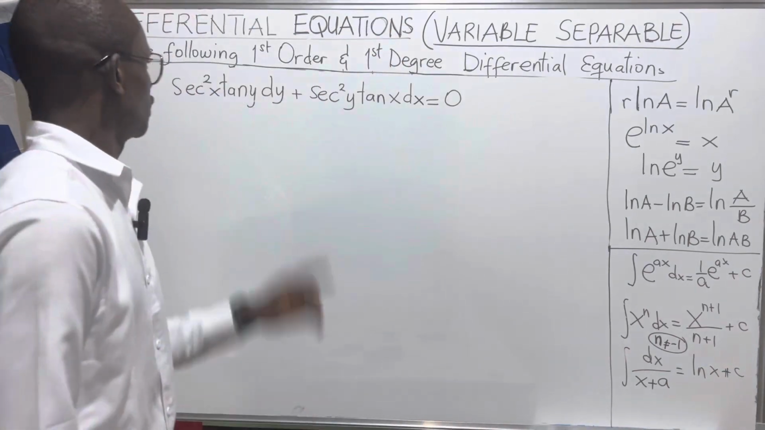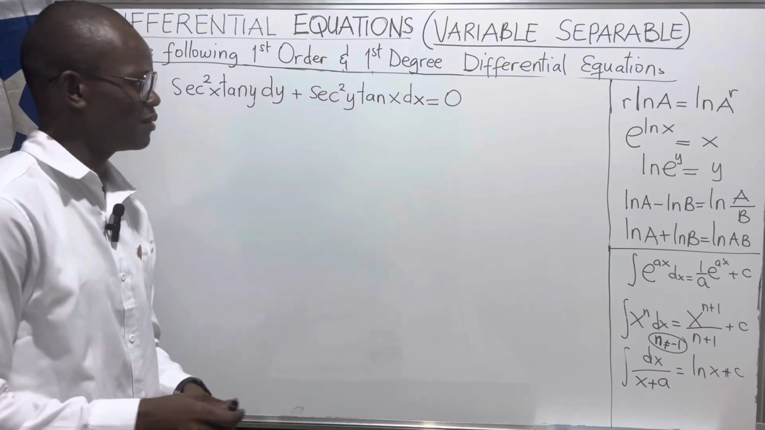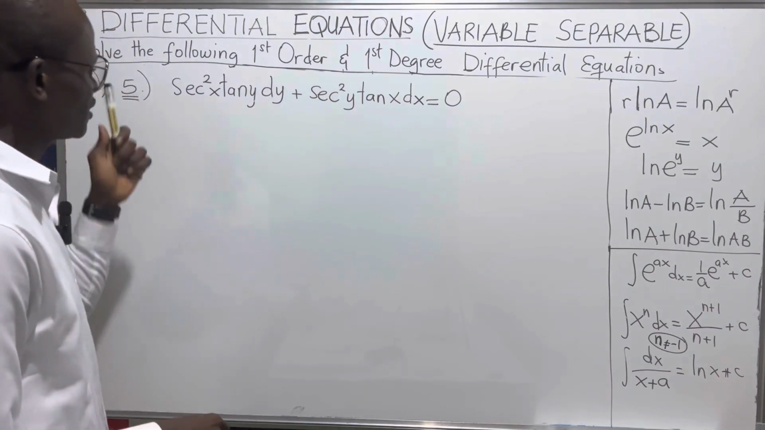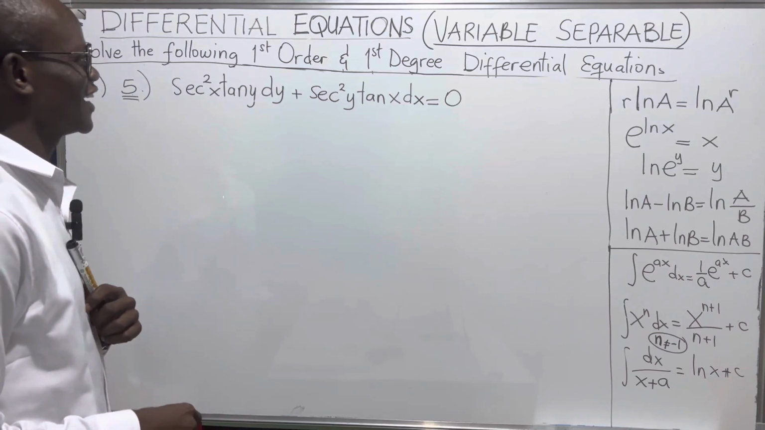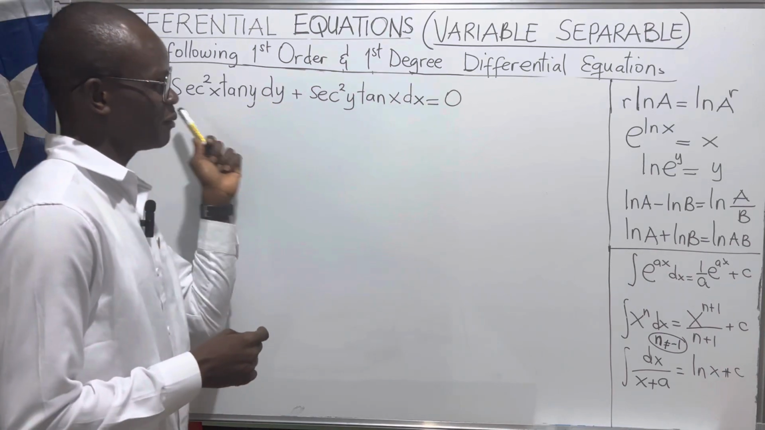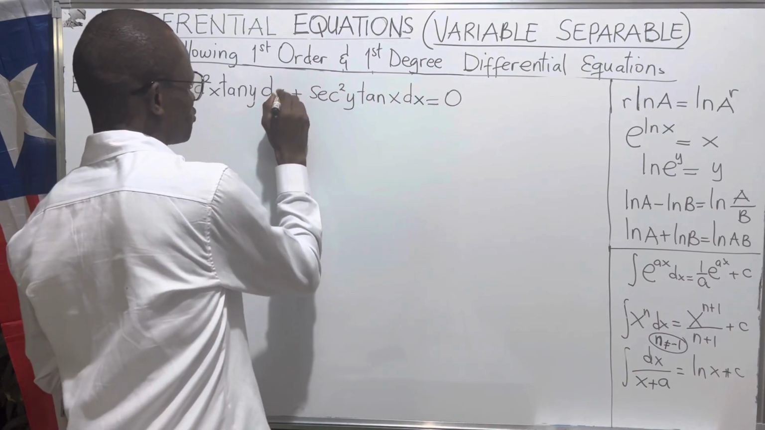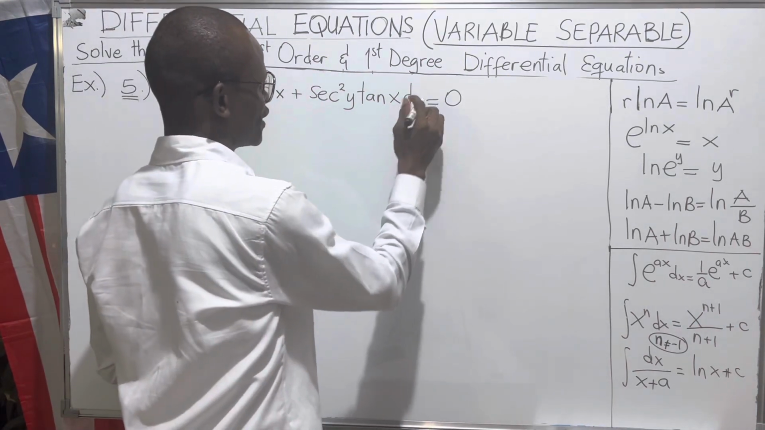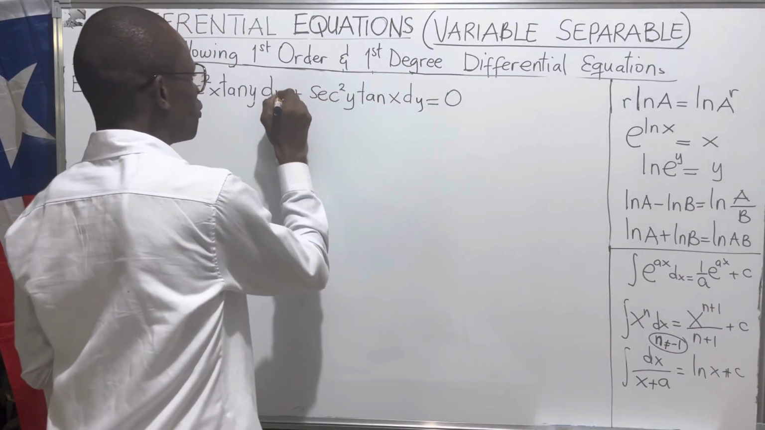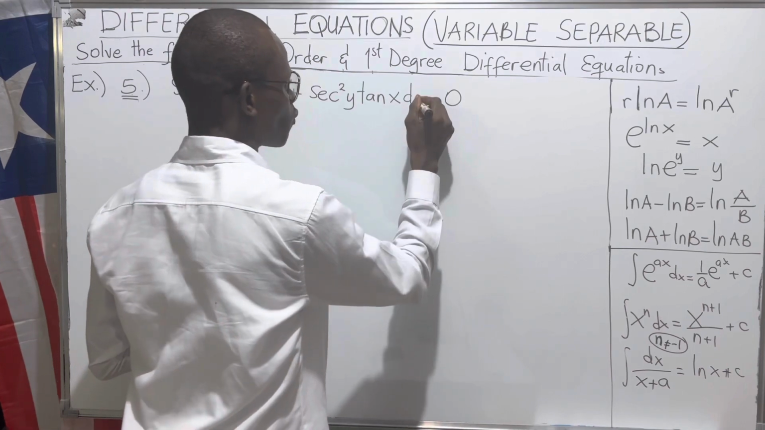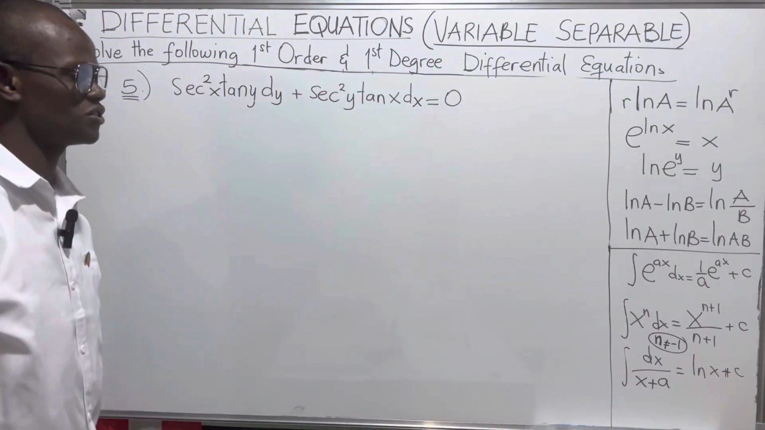In question number 4, we have a similar problem. In this question, we want to solve this problem. The difference between this problem and the previous problem was that we had x right here and y here. Now I replace this x with y, and this y with x, so that we find the general solution.